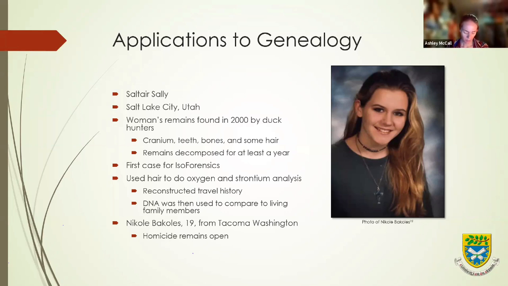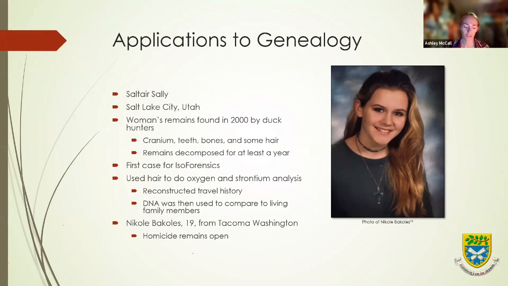Oxygen isotopes, which are similar to strontium, were employed to determine her movements prior to Saltaire. By using 26 centimeters of her hair, they were able to put together her movements spanning several months before her death. The isotope ratio analysis indicates approximately when she left Utah and when she returned, twice.